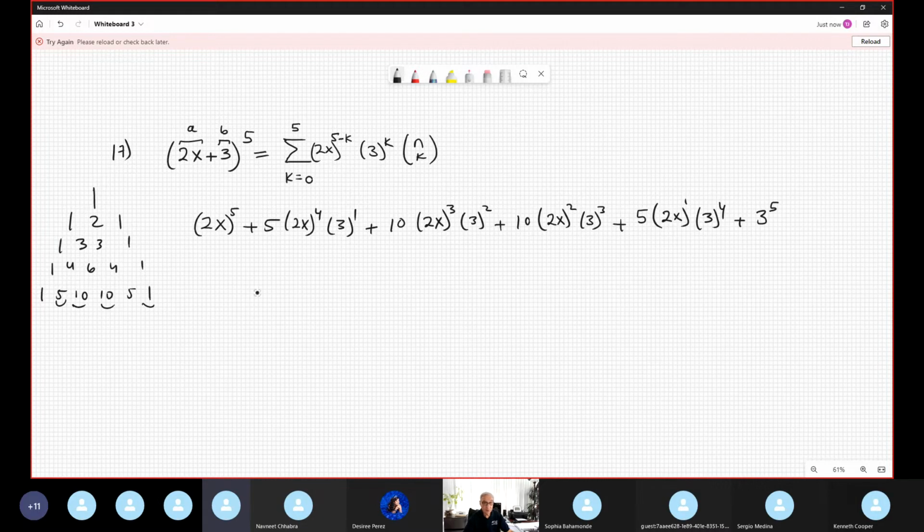Cool? The rest is calculator. 2 to the 5th power is 32, so 32x to the 5th power. Plus, you multiply now. 2 to the 4th power is 16. 16 times 5 is 80. 80 times 3 is 240.